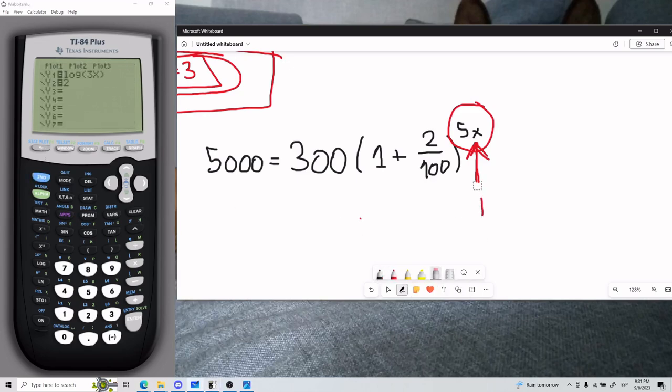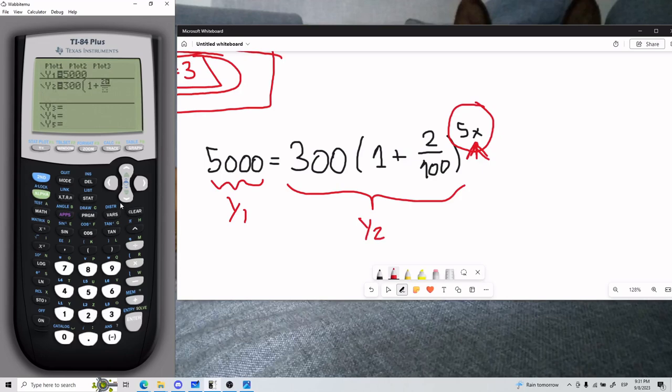So we're going to say that y1 is going to be 5,000. And this whole thing on the right, no matter how nasty it is, is going to be my y2. As long as you trust the process, no matter how nasty it looks, you're going to get there. So y1 is 5,000, y2 is going to be 300 times the thing that's inside: 1 plus the fraction of 2 over 100, close parentheses, to the power of 5x. So again, this looks nasty, but trusting the process, we're going to get there. So I go ahead and graph.